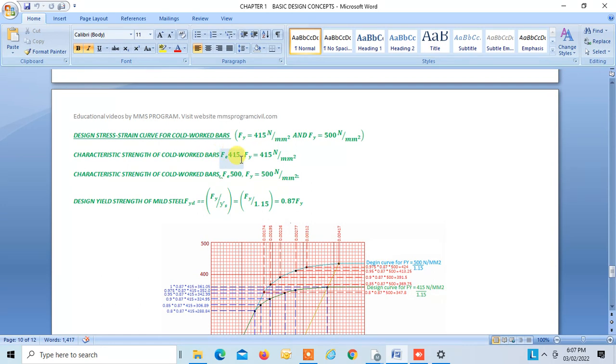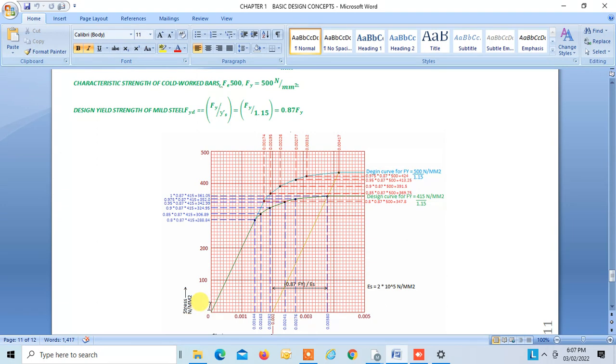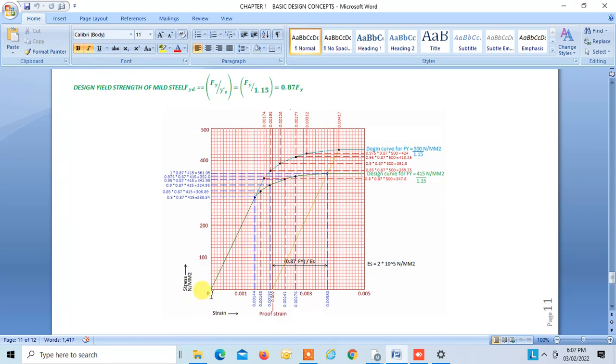Now, design stress strain curve for cold worked bars. For Fe 415, characteristic strength fy is 415. For Fe 500, characteristic strength fy is 500. And design yield strength, sorry, mistake, it is HYSD bar, or you can take cold worked bars, is fy divided by the factor of safety, that is 1.15, that is equal to 0.87 fy. So this is the design curve for Fe415, and this is the design curve for Fe500, right?